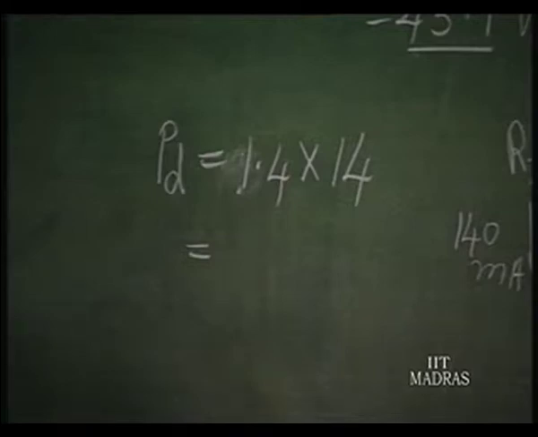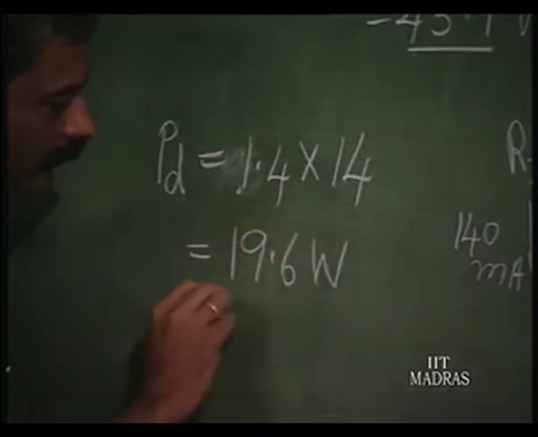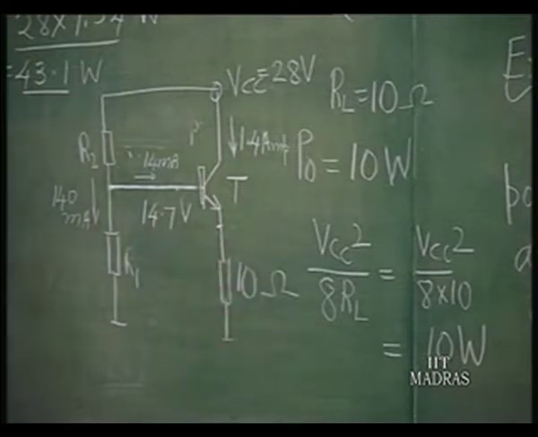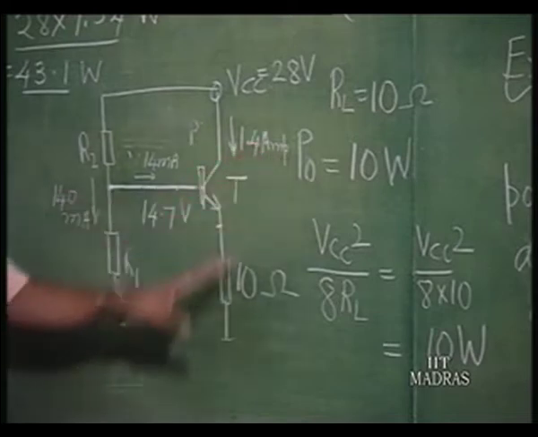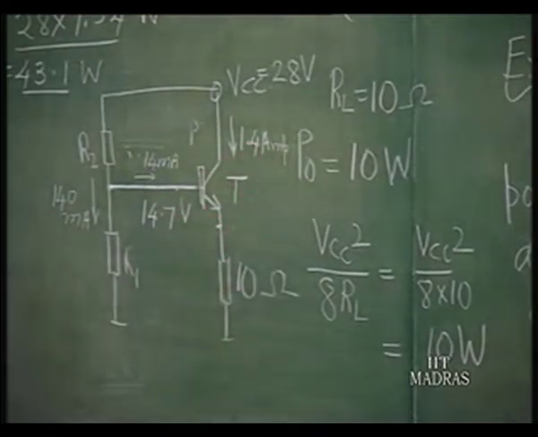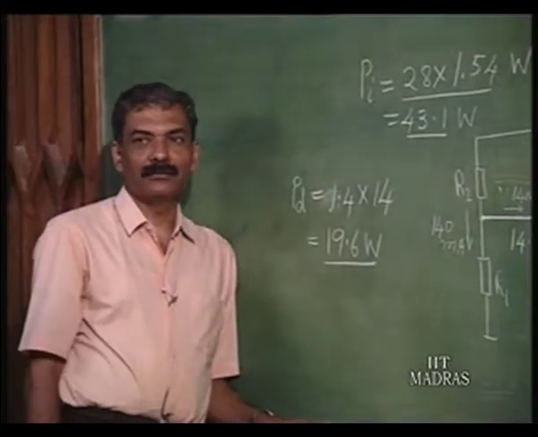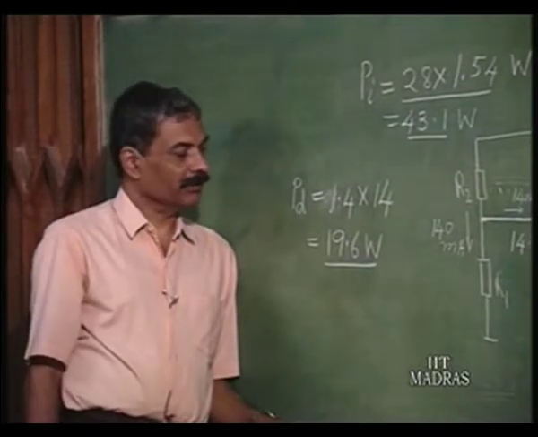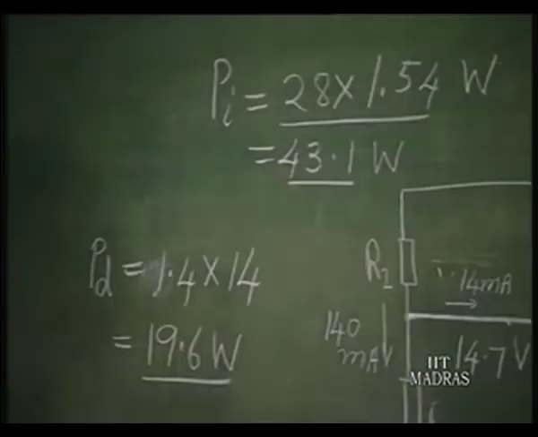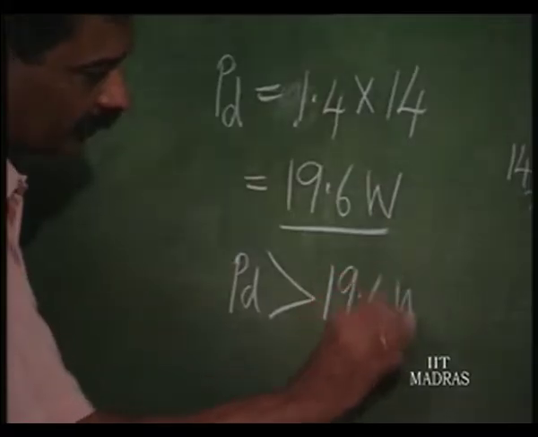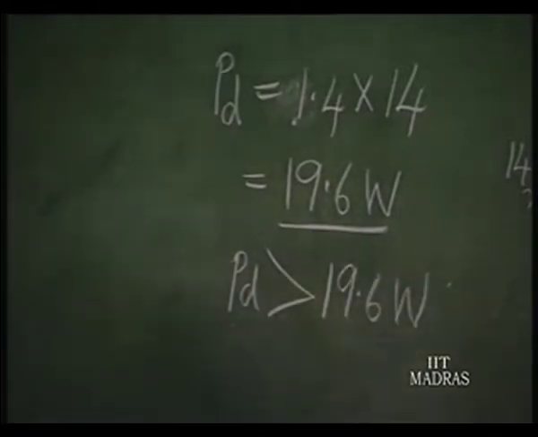How much is this? 19.6 watts. The resistance dissipates about 14 watts, 1.4 into 10, 14 watts. So, 19.6 watts is the maximum power that is dissipated in the transistor under quiescent condition. 43.1 is dissipated overall, right, just to get 10 watts output signal power. So, the transistor has to be rated for greater than 19.6 watts. Some 20 watt transistor or something like that you can select.